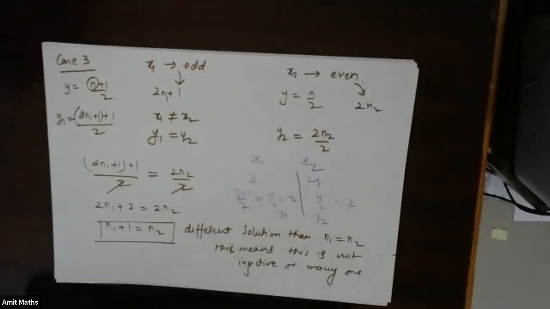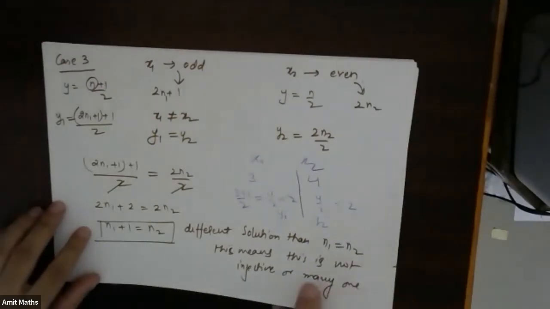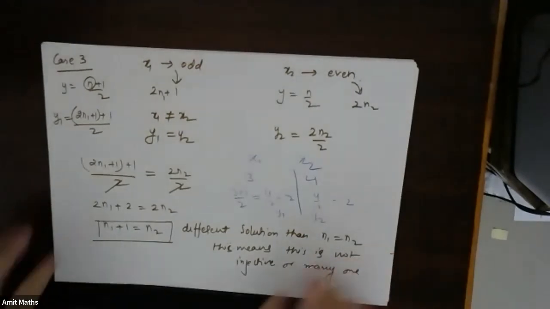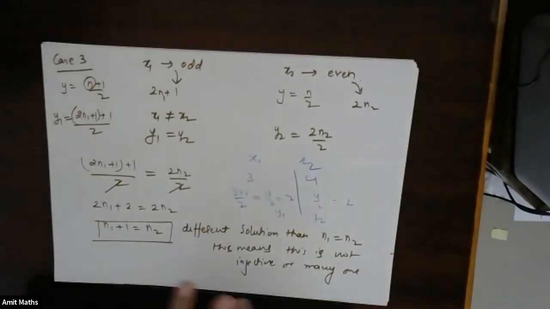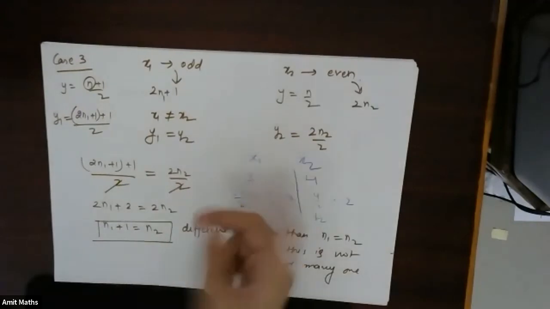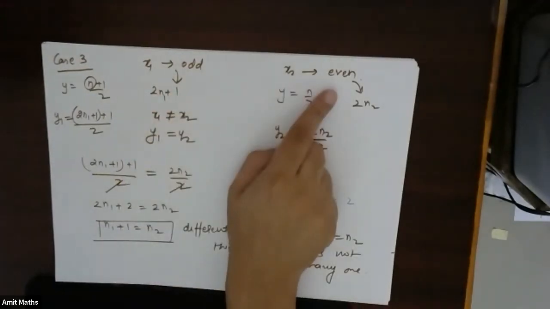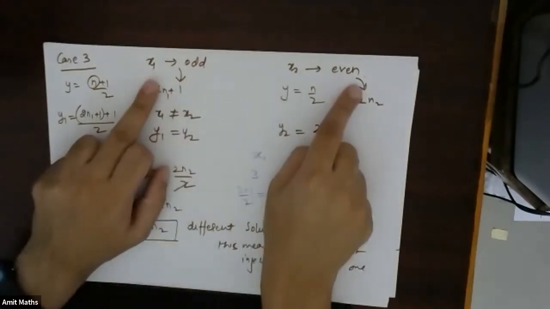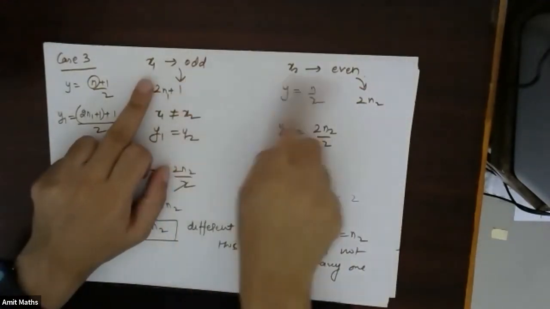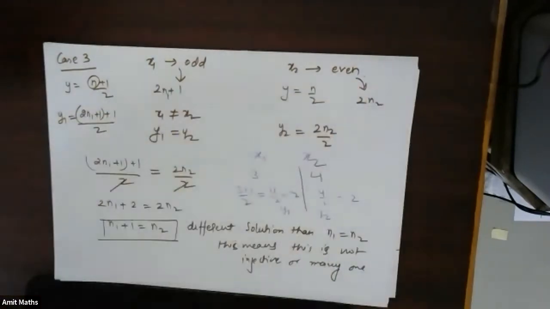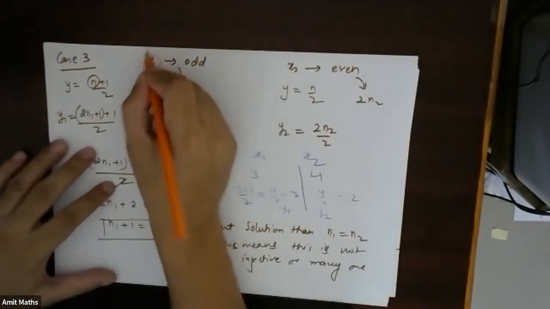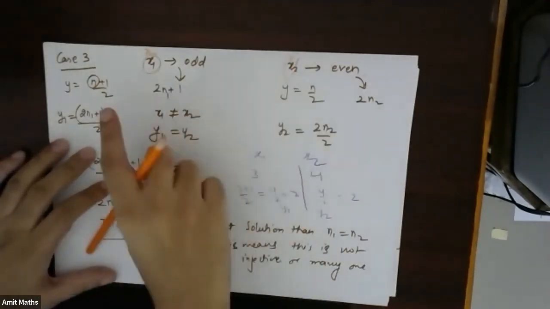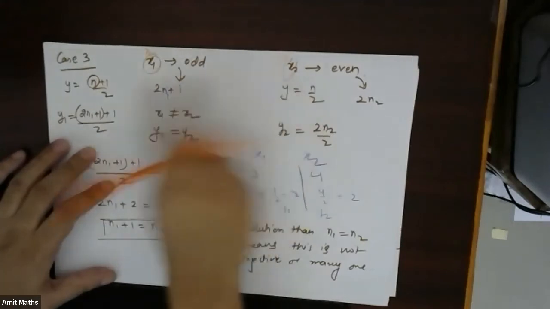Now, after this, we'll check whether the function is surjective or not. There are some students who must be thinking, what happens if I interchange? If x1 is even and x2 is odd, will it make any difference? Whether x1 is odd and x2 is even, or x1 is even and x2 is odd, will it make any difference? I will just change the name. This will become x2, this will become x1. It is just changing the name.